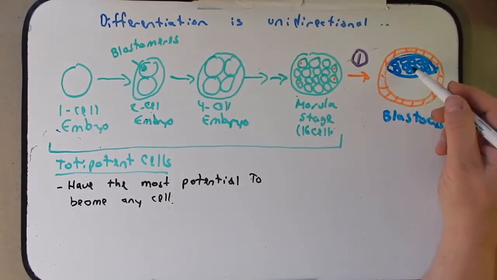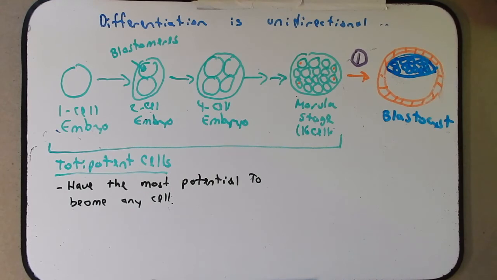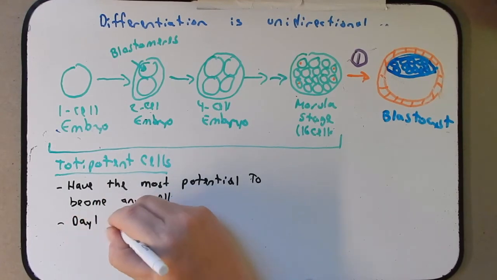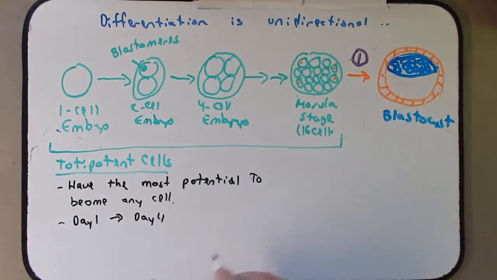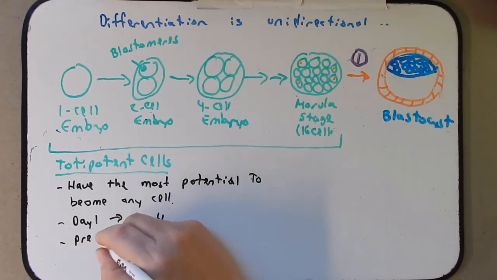They can become the inner cell mass cells, they can become the blastocyst cells, they can become anything. In human embryonic development, that lasts from day 1 to day 4. That's the only time period that they exist. These cells here are pre-implantation.